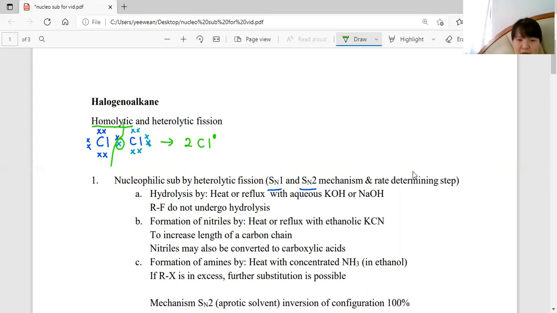A heterolytic fission, on the other hand, is going to form a positive charge and a negative charge. So if I'm going to draw the same chlorine again, I'm just using the same example, chlorine. For a heterolytic fission, it's going to break not so evenly. So this chlorine is going to be negatively charged and this chlorine is going to be positively charged. So we're not going to get two of the same thing. Instead, we're going to get a Cl plus and a Cl negative. So this is a heterolytic fission.